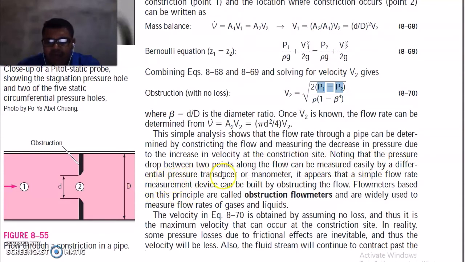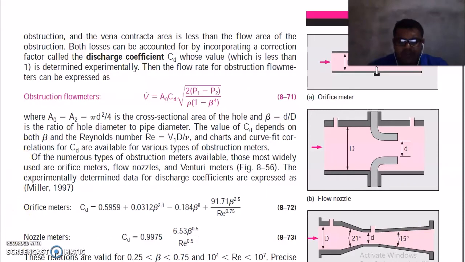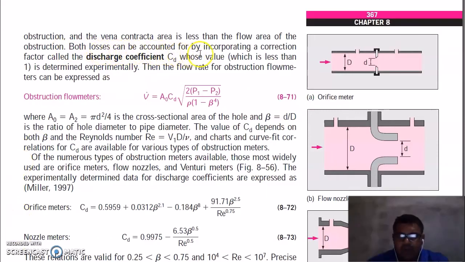Noting that the pressure drop between two points along the flow can be measured easily by a differential pressure transducer or manometer, it appears that a simple flow rate measurement device can be built by obstructing the flow. Flow meters based on this principle are called obstruction flow meters and are widely used. This equation is obtained by assuming no loss, but this is not actual. In reality, some pressure loss due to friction effects is inevitable, and thus the velocity will be less. Also the fluid stream will continue to contract past the obstruction. So both losses can be accounted for by incorporating a correction factor called the discharge coefficient.